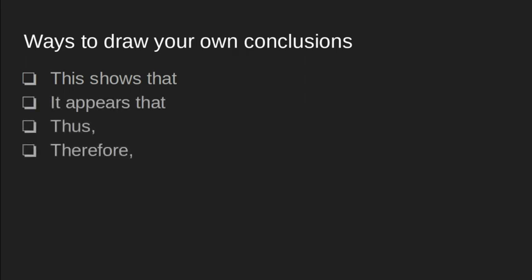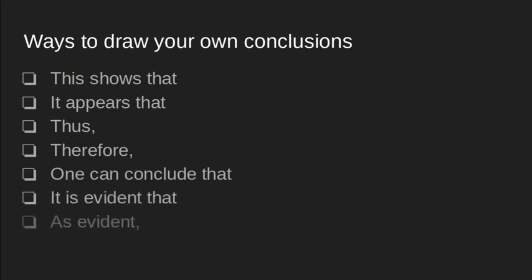But here's some ideas. Let's say you're quoting from research or you're paraphrasing from research and you're ready to draw your own conclusion, because naturally, as a smart thinking person, when you were processing that research, you're having thoughts and you're drawing your own conclusions from that research. You can say, this shows that, it appears that, thus, therefore, one can conclude that, it is evident that, or as evident, which means the same thing as it is evident that. So these are just some ideas. There are lots more, but make sure that there's plenty of your original thought in your research paper.